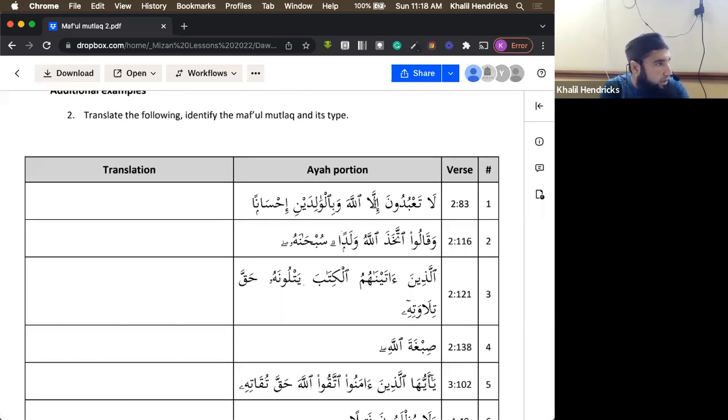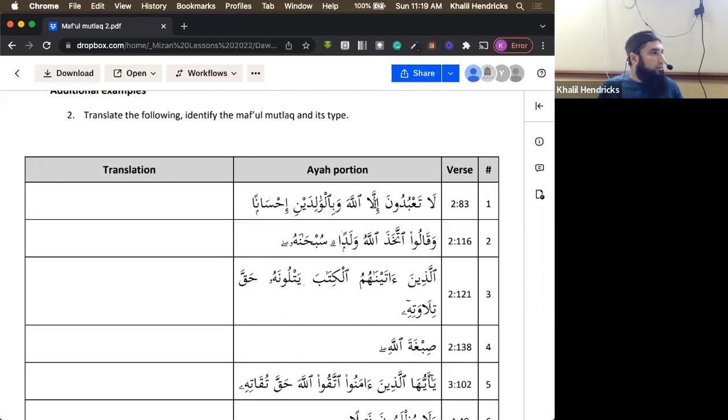Now, if we have a harf al-jar and ism majroor at the beginning of a sentence, we're still looking for what? The mubtada. But what's the rest of the sentence? Ihsanan. And you can see that it's in nasb, it's not in raf. Not ihsanun, but ihsanan. Now I need to ask myself, what on earth is going on there?